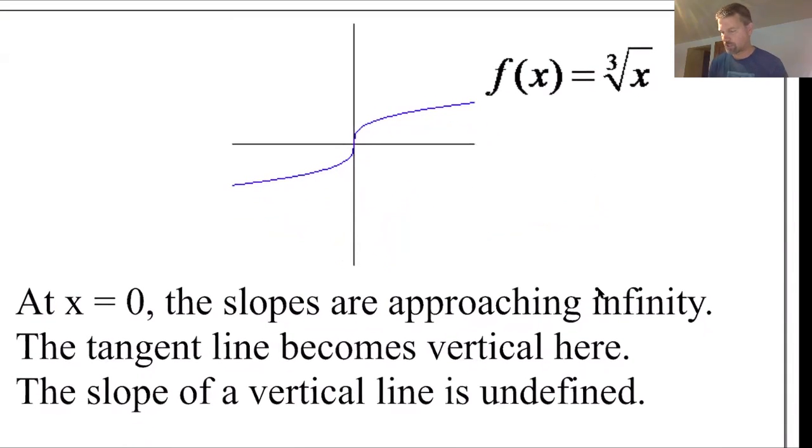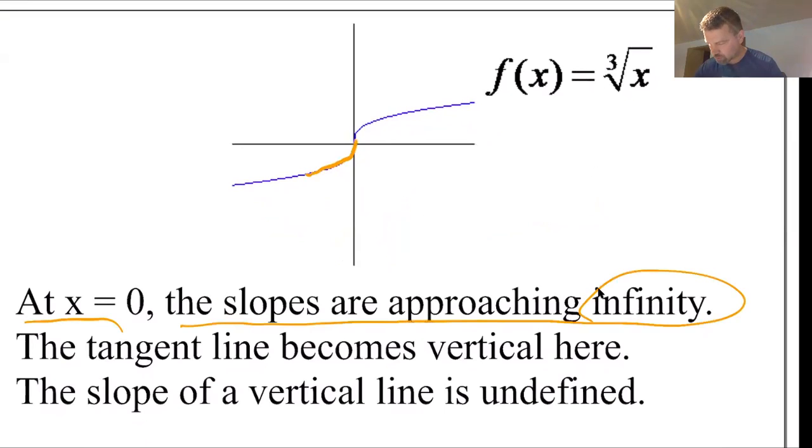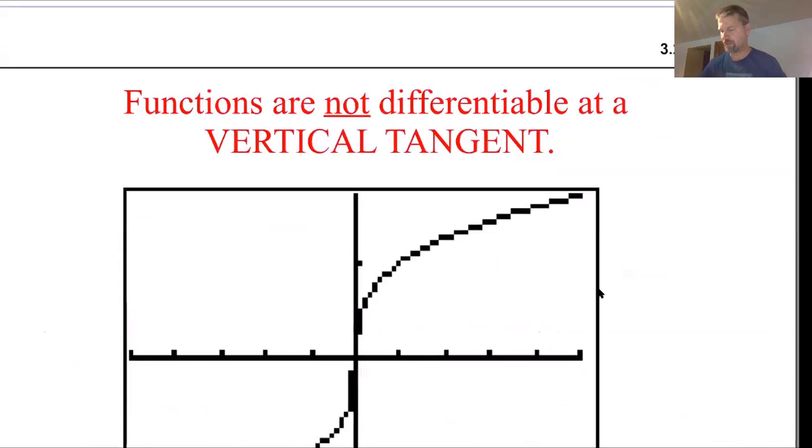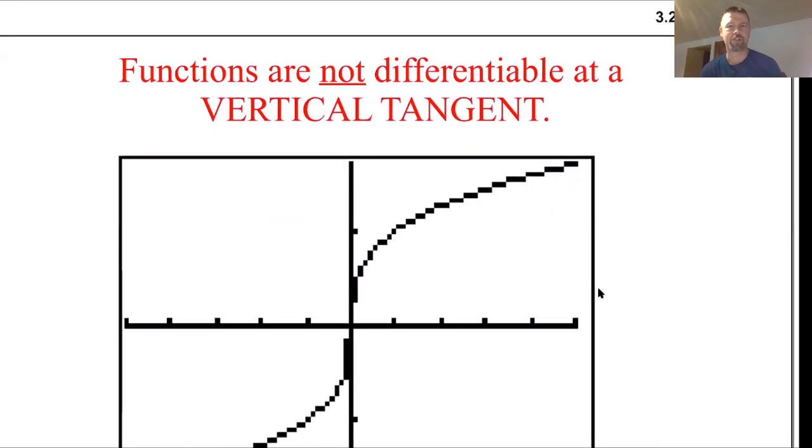I've got another explanation for the same thing I just said right here. At x equals 0, the slopes are approaching infinity, right? That's going closer and closer to a vertical line. The tangent line becomes vertical here, and the slope of a vertical line is undefined. I guess it's the same argument I just had. Basically saying vertical lines don't have a defined slope, so you can't have a defined derivative there. So there's our third problem. Functions are not differentiable at a vertical tangent.